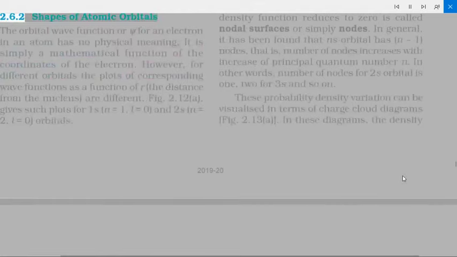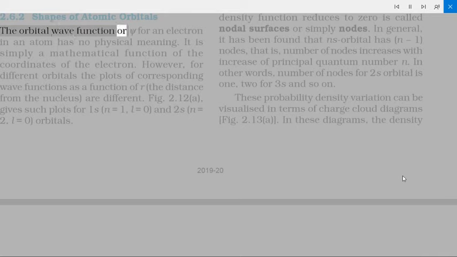Shapes of atomic orbitals. The orbital wave function, psi, for an electron in an atom has no physical meaning. It is simply a mathematical function of the coordinates of the electron. However, for different orbitals the plots of corresponding wave functions as a function of r, the distance from the nucleus, are different.